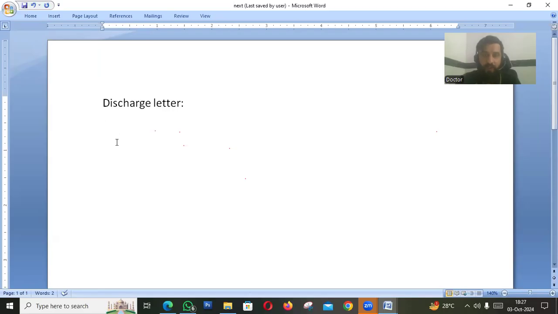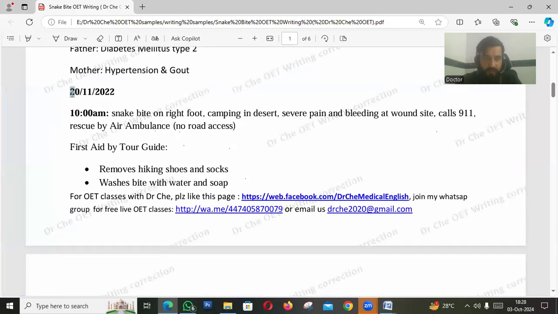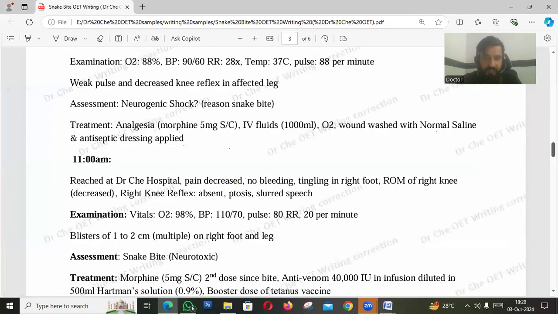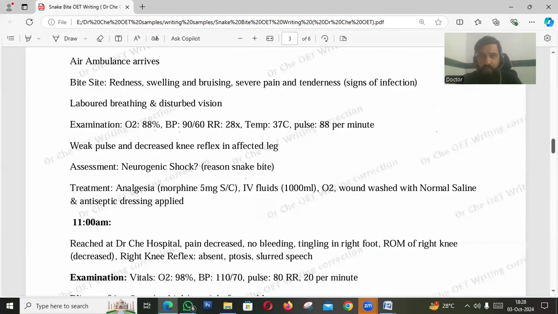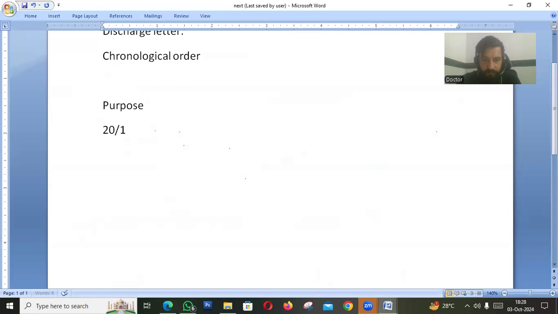So in this letter we will follow chronological order. First we will have the purpose. After the purpose, you need to see how many visits you have and how you will organize them. First you have the 20th of November 2022. In this date there are three visits, meaning three timings are given, and then your 24th discharge date. So if you write only two dates, all the events that happened on the 20th of November go together, all things, all events. And then the 24th is today's visit and discharge.